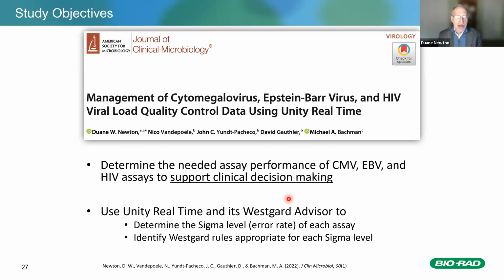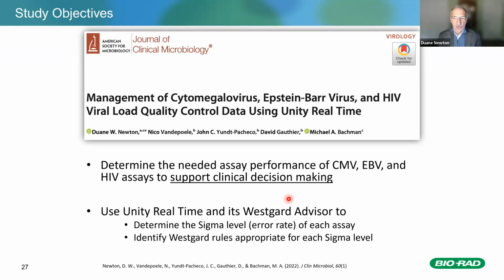In other words, is the amount of variability that we're seeing in these assays less than what is considered a clinically significant change? So for this study, the viral load assays were being performed on Abbott M2000. CMV and HIV were Abbott assays that are IVDs, and the EBV assay is an LDT. The data collected was approximately 3 months of QC data from these assays and was entered into Unity real time. And this reflected negative, low positive, and high positive control values for each of these.